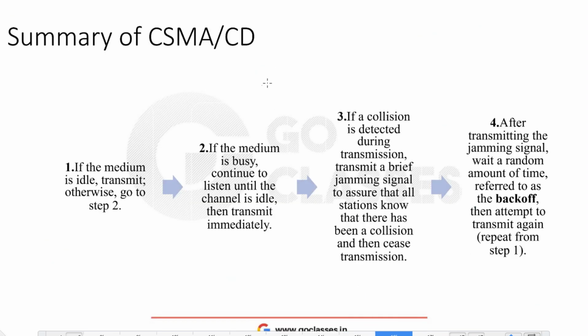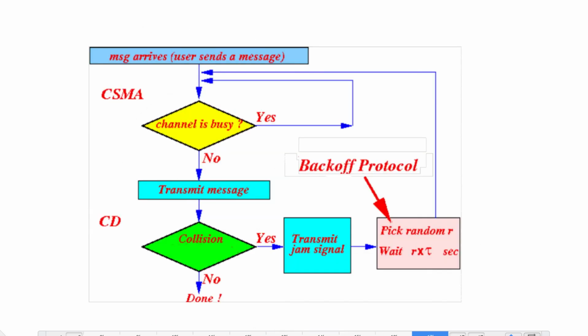Now if I talk about the summary of CSMA/CD, the first step is that if the medium is idle, then transmit, otherwise go to step 2, which says that if the medium is busy, then continue to listen until the channel is idle. If the channel is idle, then it can transmit immediately, and if there is a collision, then it will send the jamming signal and then wait for the back-off time. So this is the summary of CSMA/CD, which I also have as a flow chart.